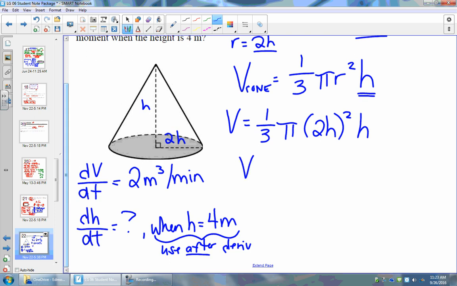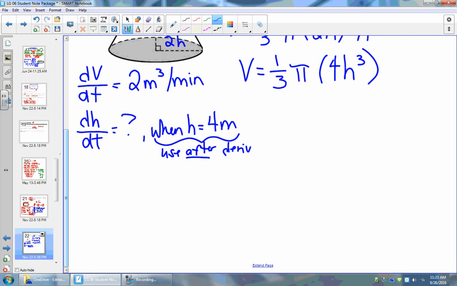Now let's do that. So volume is going to be equal to 1 over 3 pi times 4h cubed. Let's again simplify. So now I've got a 4 over 3 pi, which is just a number, a coefficient, and then h cubed. Okay. Now there's no more simplifying that we can do. So the next step is we want to take the derivative of this, with respect to time.